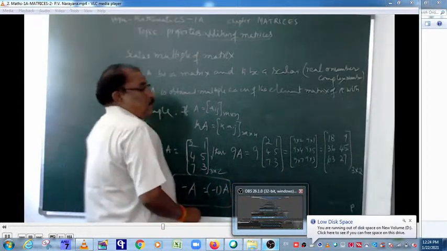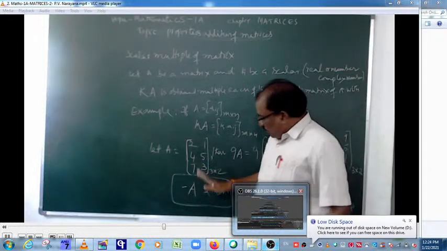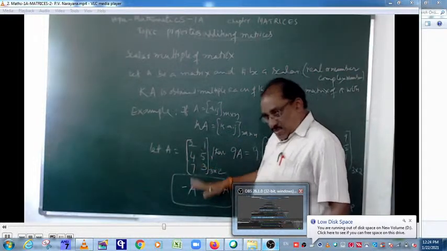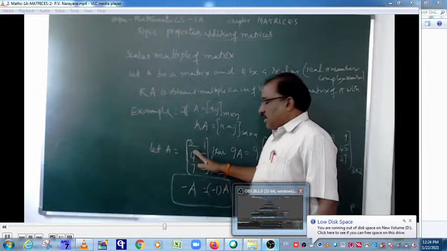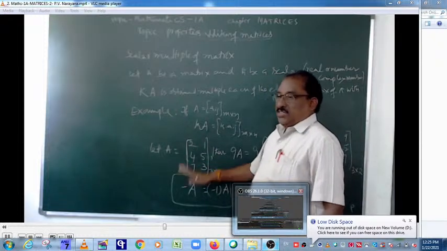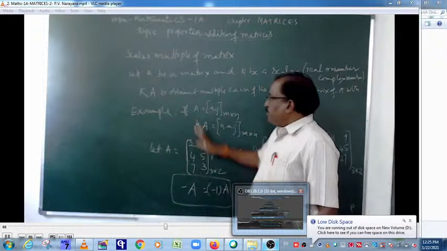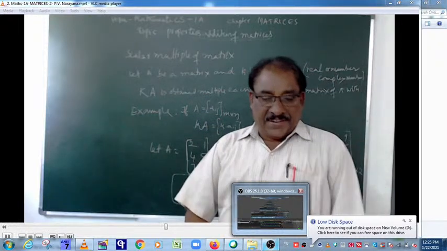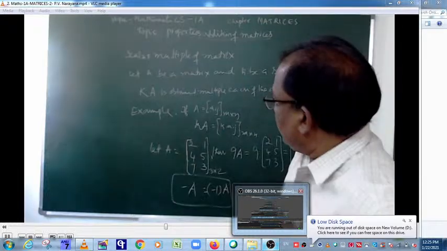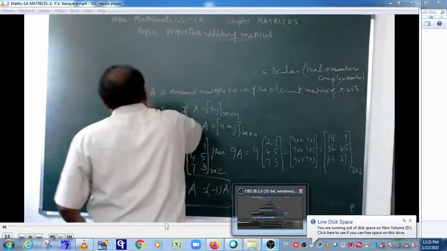So, by multiplying each element in A with minus 1, you get minus A. This is the scalar multiple of the matrix.